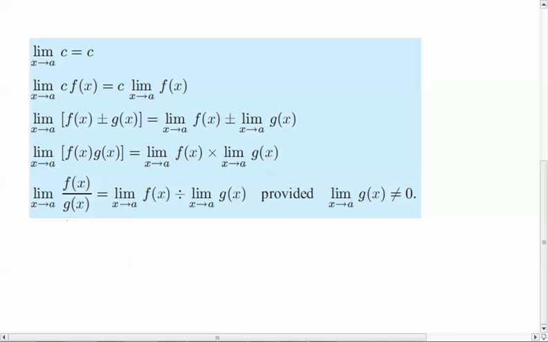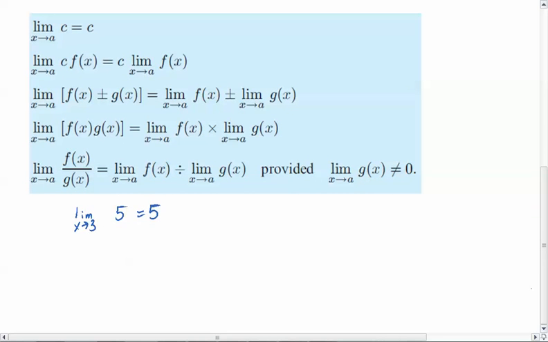If you say limit as x approaches 3 of 5, well, it doesn't really matter what x is. The limit is going to be 5 because this 5 is not affected by the fact that x equals 3. All right, the next one is if I have a constant multiplied by a function, you can pull the constant out front of the limit.